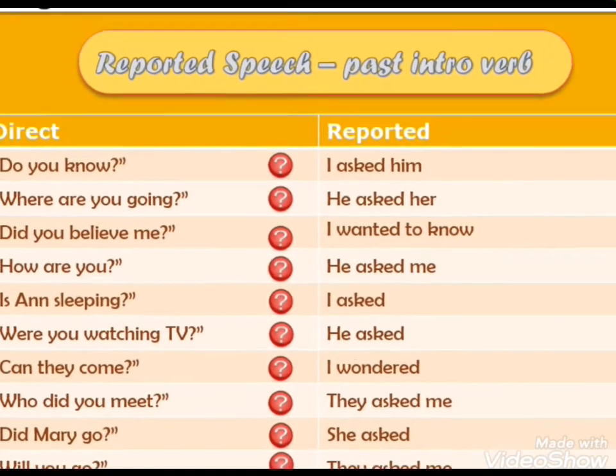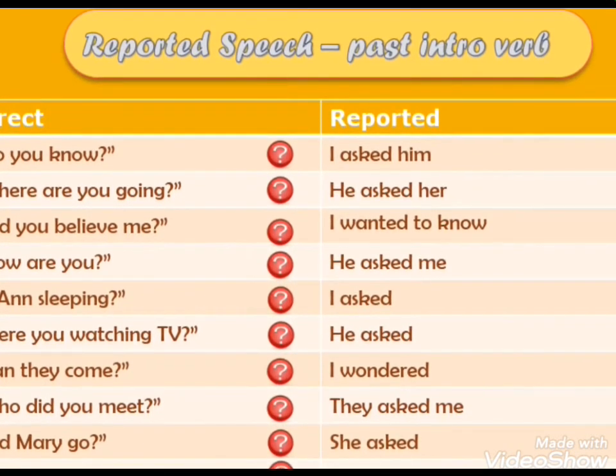So we will say, I asked him. First, we will remove the question mark. We will remove the reported speech marks. Then we will remove the auxiliary verb or the helper verb, do, and we will go in the past one step with our verb. So it will be, I asked him if he knew. If you have a yes/no question, we will use if or whether. But if you have a WH word, you will use it as it is.